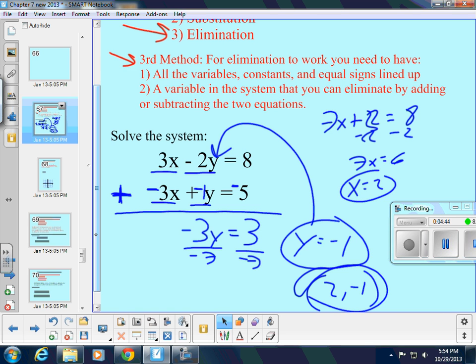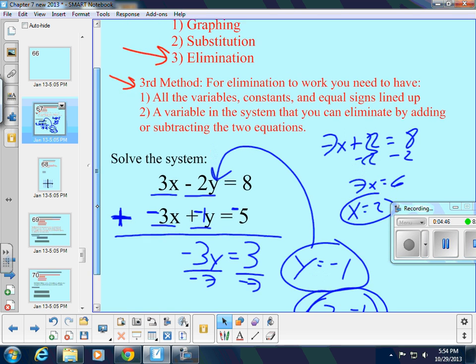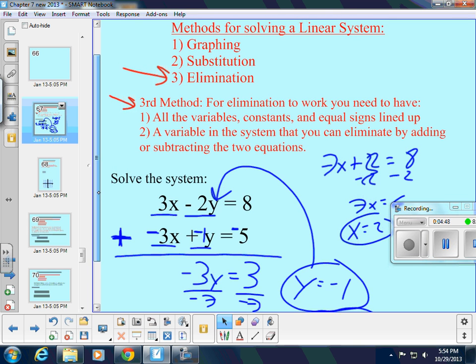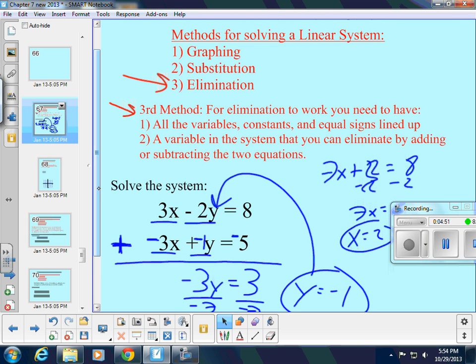Again, just a reminder, so what does that mean? That's the solution. That's the answer. (2, negative 1) is the ordered pair that would work in both of these equations, the one ordered pair that would work for both of them. Or if you graph both those equations, then that's the point where those two lines would intersect.